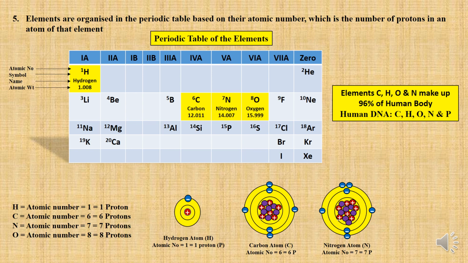And finally, coming to the oxygen atom. So the oxygen element is the 8th element in the periodic table because its atomic number is 8. And why is its atomic number 8? Because it has 8 protons in its nucleus.